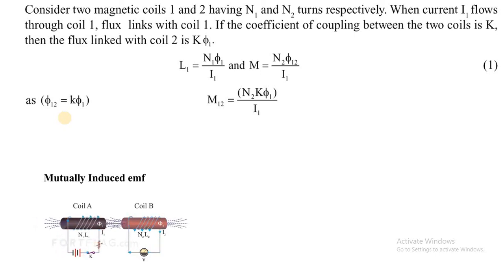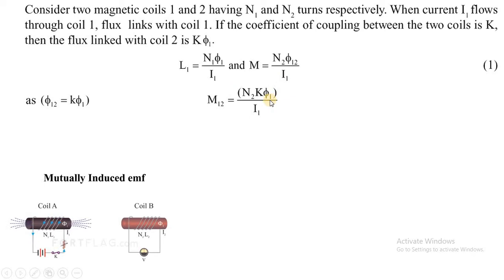If they are magnetically isolated, then what's the value of K they'll have? 0. Very good. So phi 12 is the fraction of phi 1, which is denoted by K phi 1. So we have put the value of phi 12 in terms of the coefficient of coupling. So it is K times phi 1.